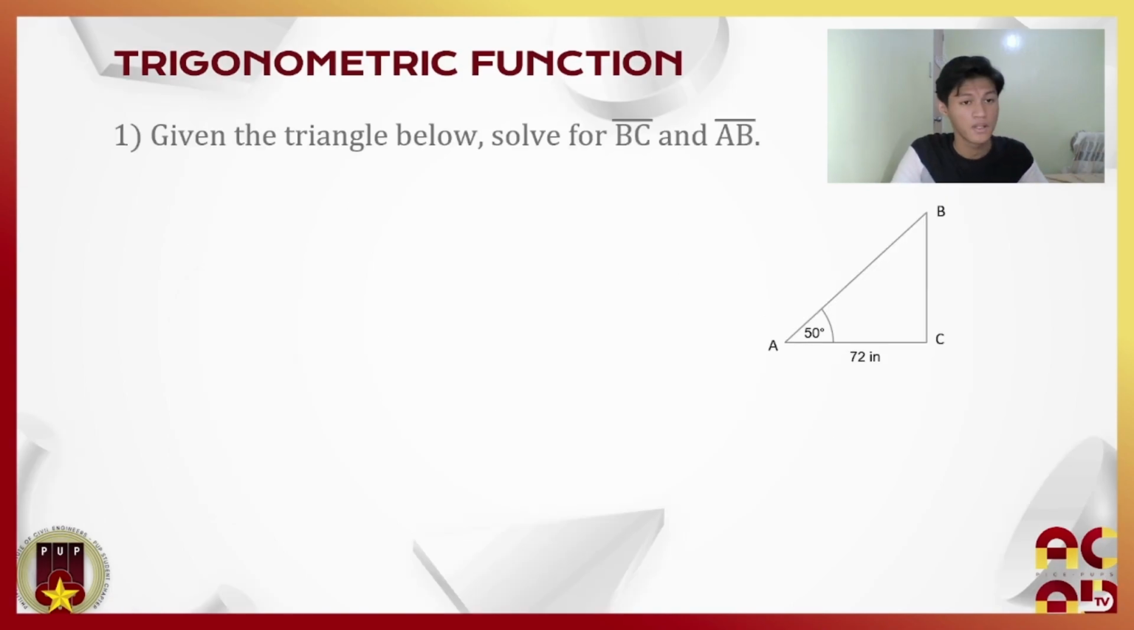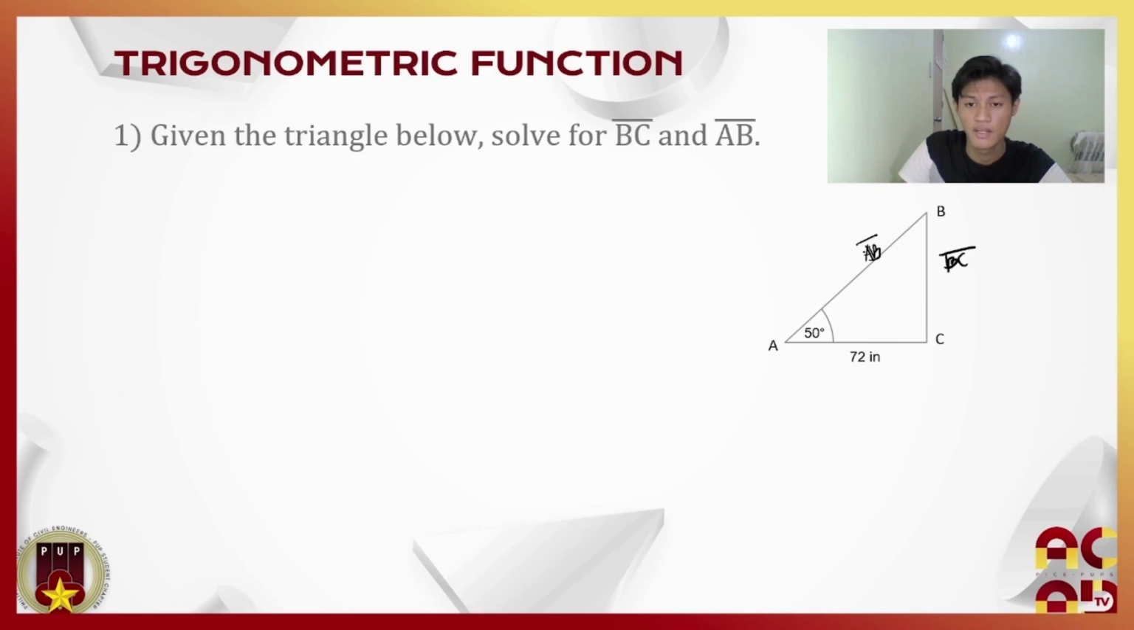So given the triangle below, solve for line BC and then line AB. Let's understand muna yung ating illustration or yung ating triangle. Line BC, so nasaan ba yun? Ito yun, itong side na to ng triangle. So ito yung ating line BC. And then line AB, ito yun, yung ating hypotenuse.